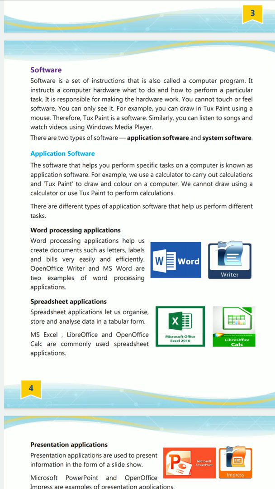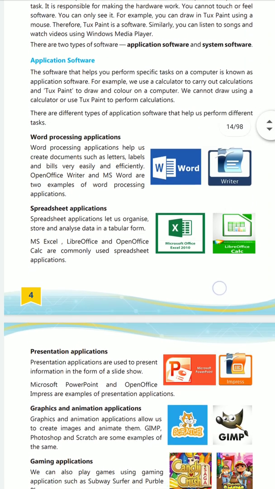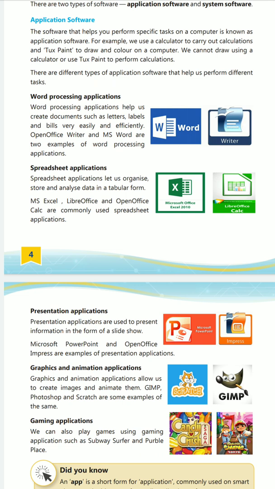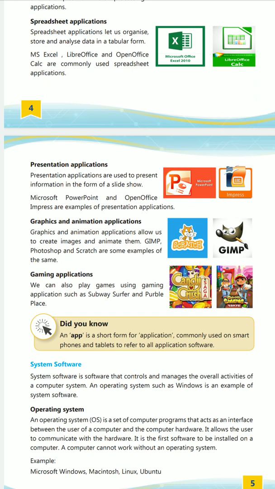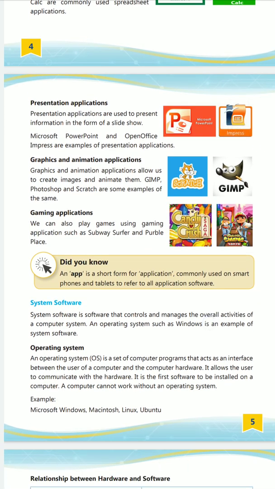Application software, in simple words, is used if you want to perform some extra task. If you want to work with words, meaning if you want to type some letters, you can go for Microsoft Office Word or Open Office Writer. If you want to work on an Excel sheet, you can go for spreadsheet applications like MS Excel, Libre Office or Open Office Calc. Presentation applications are also there, PowerPoint, Open Office and so on. Graphical animation applications are also there, Scratch, GIMP and so on.